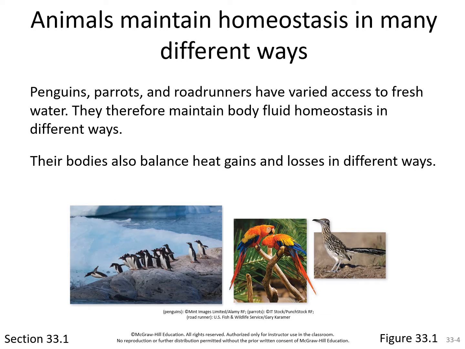So penguins and parrots and roadrunners, these are three different birds that have different access to fresh water. So although penguins live in the ocean, they don't have a lot of access to fresh water. Most of the fresh water that they're around is frozen. And so they've got to be very careful about maintaining the amount of water in their bloodstream. Roadrunners don't have access to much water at all. So they've got to be very careful in how they excrete and how they lose water through breathing. So those are regulated in different ways. Parrots are in a tropical rainforest, and so they've got a lot of access to fresh water, and so they're not particularly careful in terms of regulating the water content of their bodies because there's always more out there.